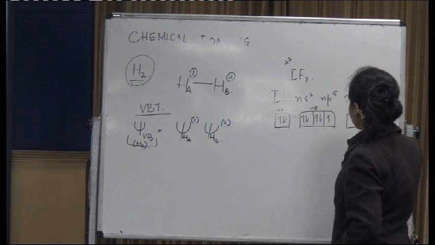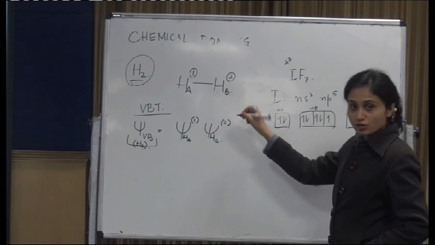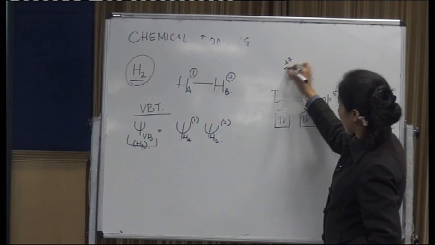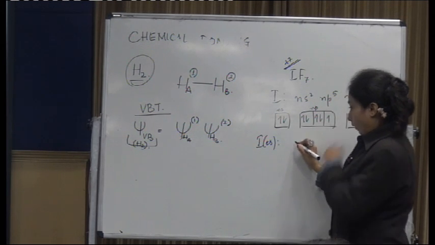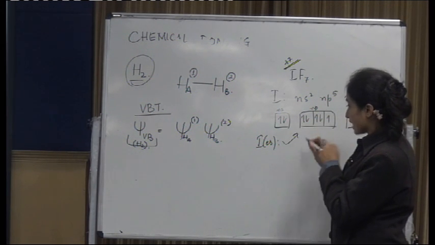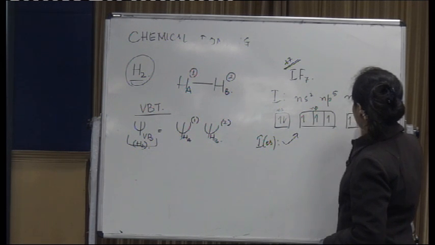What was the next thing you used to do? In the long method you used to find out the oxidation state. The oxidation state of I is plus 7. So in the excited state, now I'll just shift it. In the excited state you will have like this.